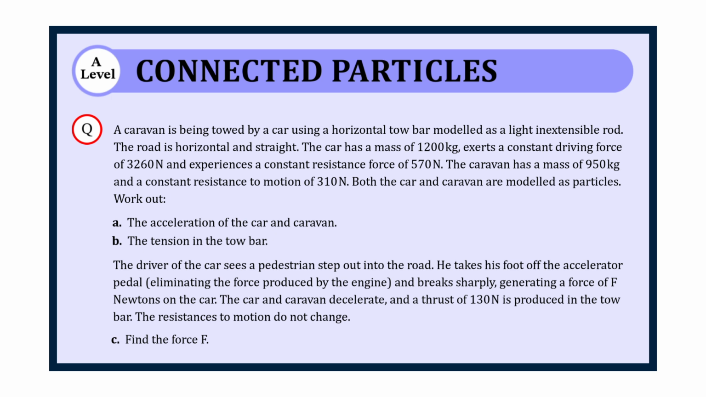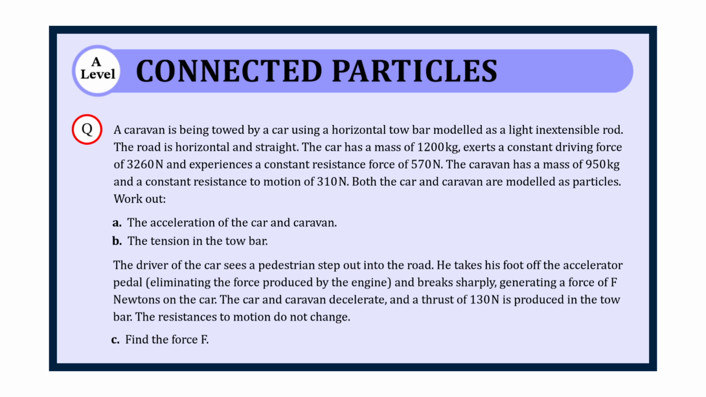The car has a mass of 1200 kilograms, exerts a constant driving force of 3260 newtons, and experiences a constant resistance force of 570 newtons. The caravan has a mass of 950 kilograms and a constant resistance to motion of 310 newtons. Both the car and caravan are modelled as particles. Part A asks us to work out the acceleration of the car and the caravan, and Part B asks us to find the tension in the tow bar.